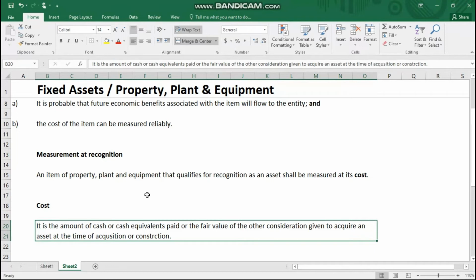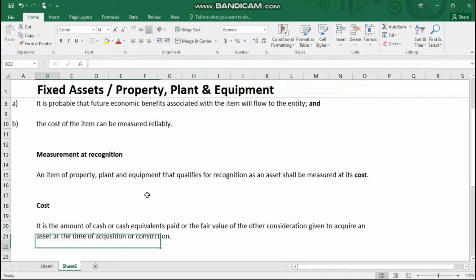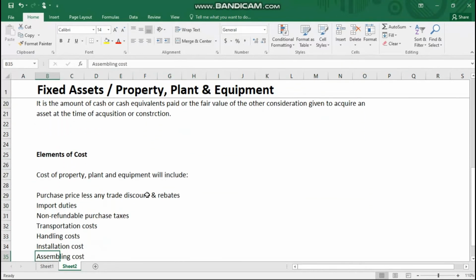Now we'll see what are the elements that can be included in the cost, and we'll see the elements of the cost through different examples over these lectures. Okay, we'll see different examples of acquiring the fixed assets, and we'll see the accounting treatment, and we'll see what are the components of cost that will be included in the cost of property, plant and equipment. Okay, so if we go through the elements of cost of property, plant and equipment or fixed assets, they will include: number one, the purchase price less any trade discounts and rebates.